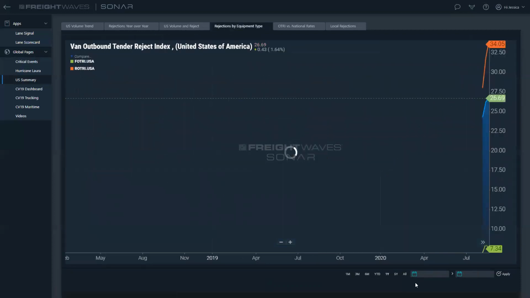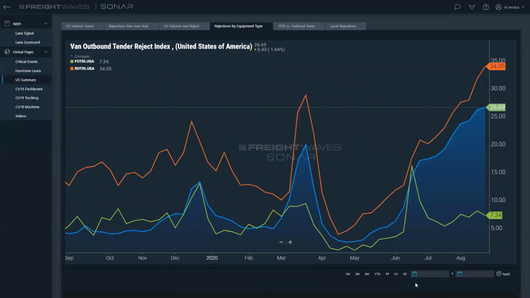You can also view, like I mentioned, van, flatbed, and reefer. So van rejections are in blue, flatbed is in green, and refrigerated is in orange. And these are rejection rates. So reefer rejection rates for the country are at 34%. Dry van is about 27%, and flatbed is about 7% on a national level.